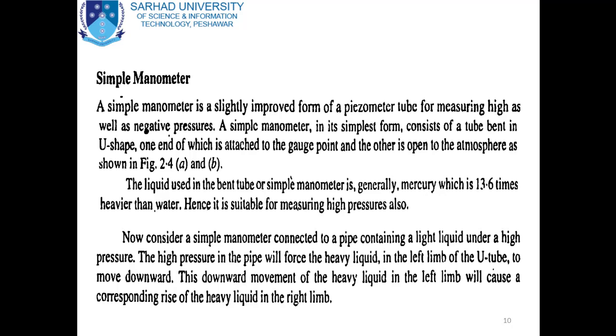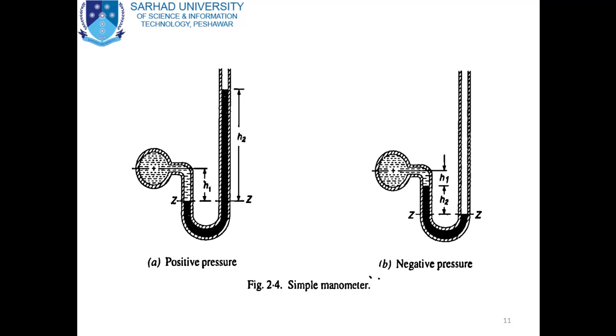A simple manometer is a slightly improved form of a piezometer tube for measuring high as well as negative pressures. A simple manometer in its simplest form consists of a tube bent in U shape, one end of which is attached to the gauge point and the other is open to the atmosphere, as shown in figure 2.4a and b. So here is the figure of a simple manometer.